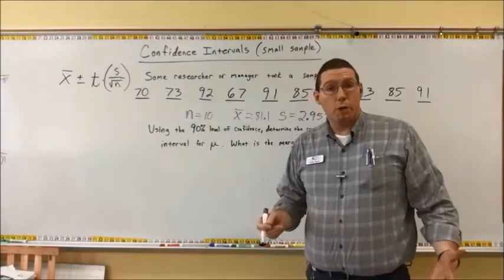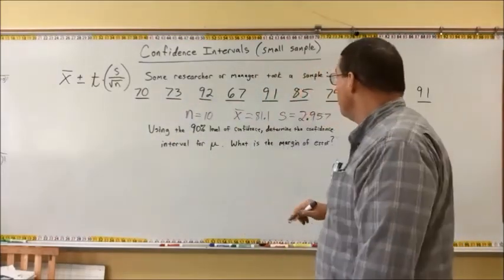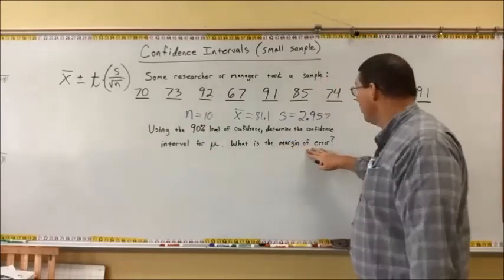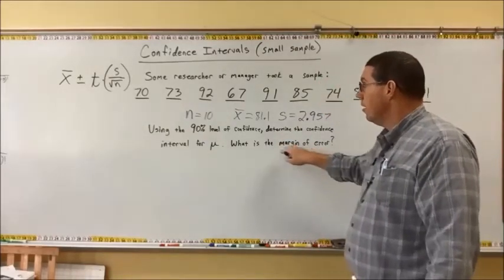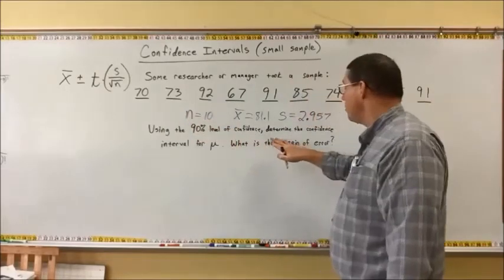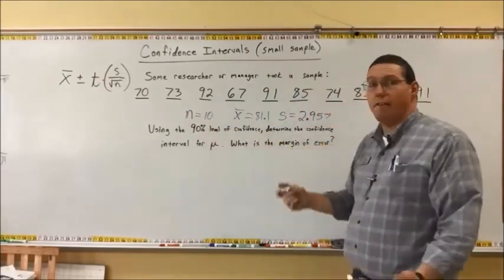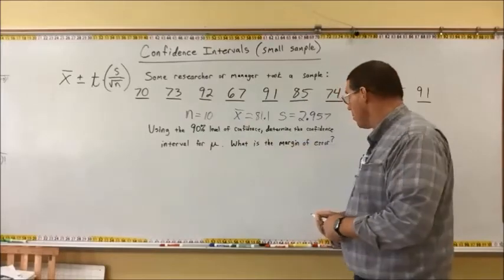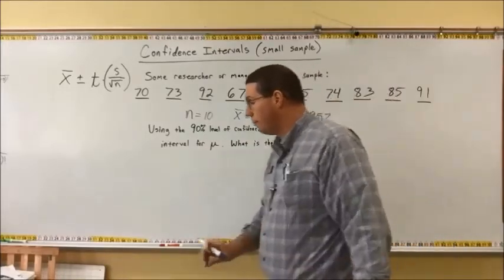And so now what we are going to do is identify our margin of error using the T statistic, because our sample size is smaller than 30, right? And using the 90% level of confidence, we're going to create a confidence interval, okay? So we need a T table.